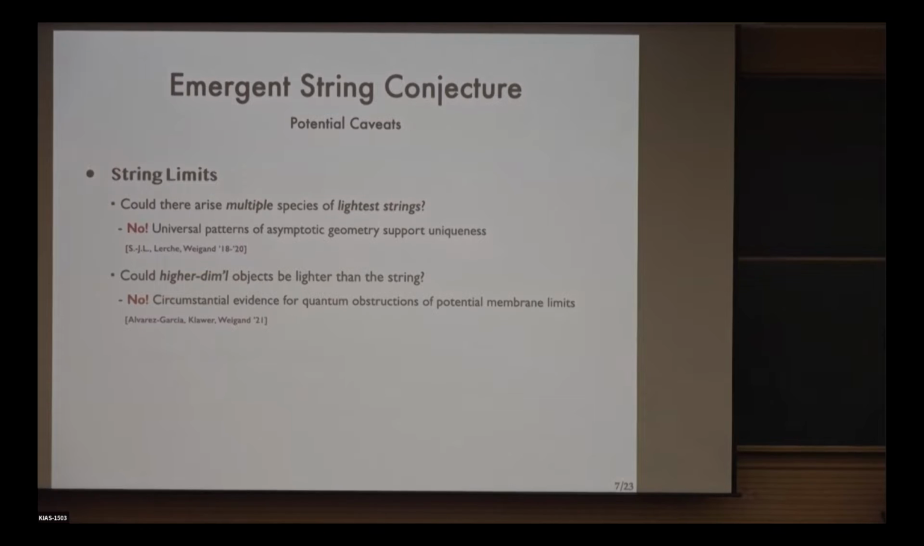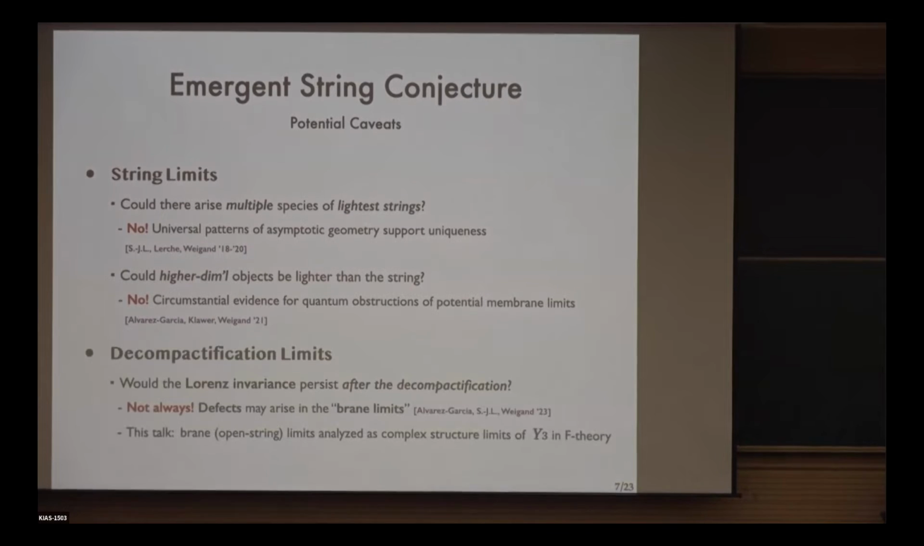Furthermore, one could as well ask if higher dimensional objects could possibly be lighter than the lightest string. But circumstantial evidence has been found for quantum obstructions of such potential membrane limits. So we are still good. As for the nature of the decompactification limits, one might naturally ask if the Lorentz invariance of the effective field theory we start with persists after the decompactification limit is taken. As it turns out, defects may as well arise in the decompactification limit, which is going to be one of our main results to be discussed in this talk.